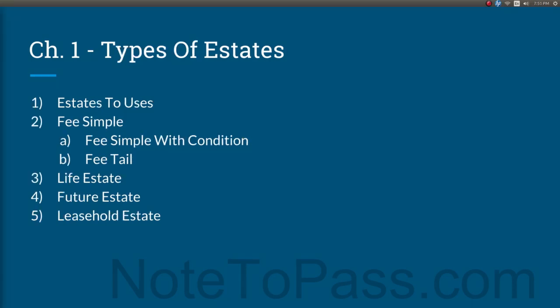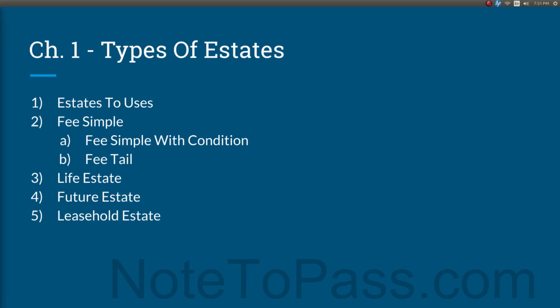Okay friends, now we are talking about types of estates. In the previous discussion, we have already discussed estate. To refresh your mind, let me pull up the definition. Estate is an interest in land with a bundle of rights, especially ownership. Now there are 5 types of estates.